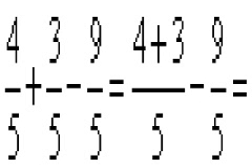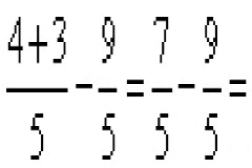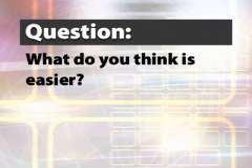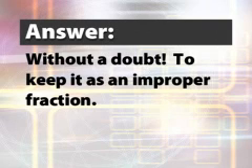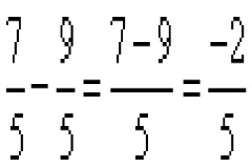Take this example for instance. Let's say you are adding 4/5 to 3/5, then subtracting 9/5. Let's also assume you like to work with two fractions at a time. We add the 4/5 and the 3/5 and get 7/5. Now we have to subtract the 9/5 from that answer. Do you think it is easier to subtract the 9/5 from 7/5 or from 1 and 2/5? Without a doubt, it is easier to work with the improper fraction. So then we get 7 minus 9 divided by 5, which gives us -2/5 for our final answer.